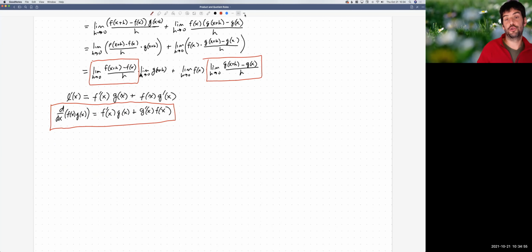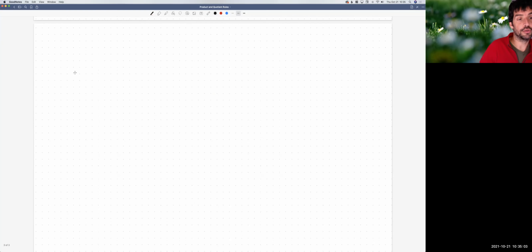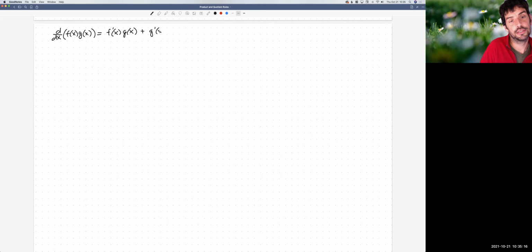Let's do a couple of quick examples, okay? Let's start with a pretty abstract example. So let me write the rule again. If we have d/dx of f of x times g of x, we're assuming they're both differentiable. I'm just writing the most relevant part to what we're doing now: f prime g plus g prime f.